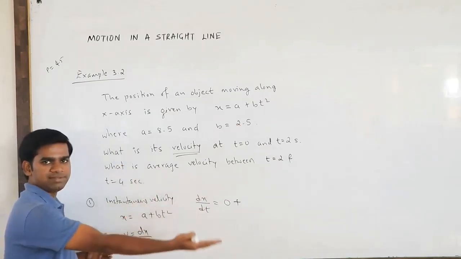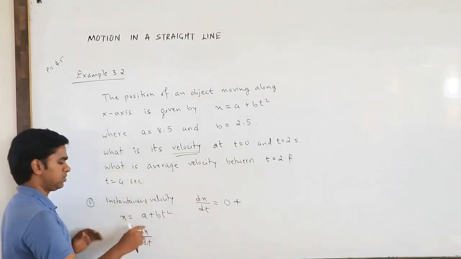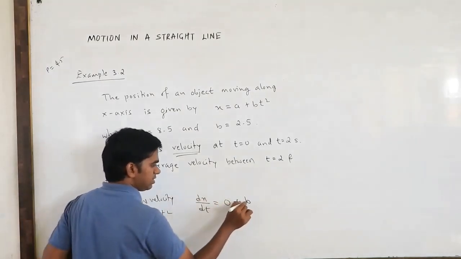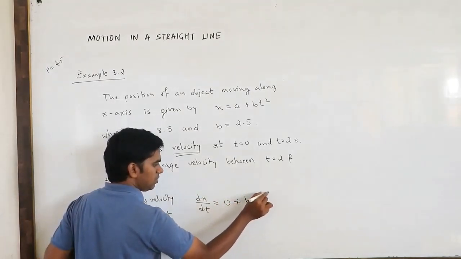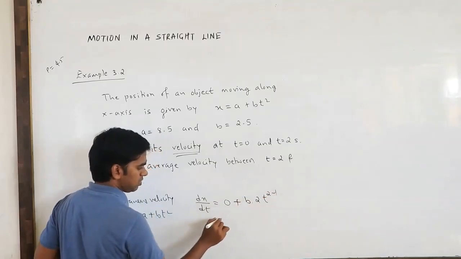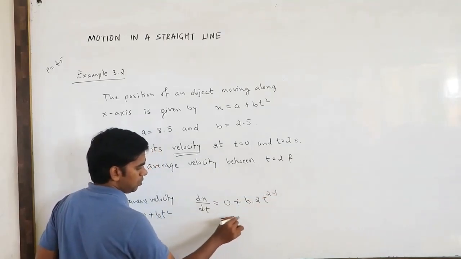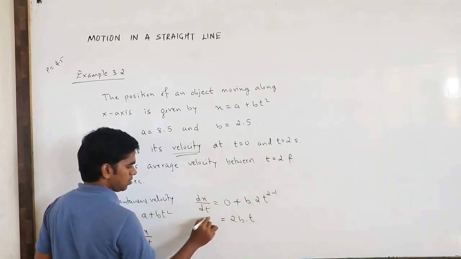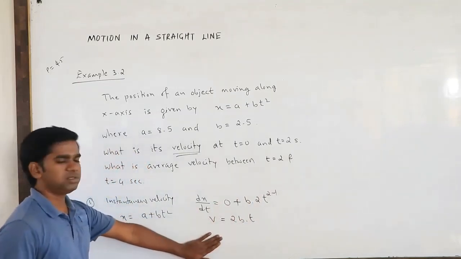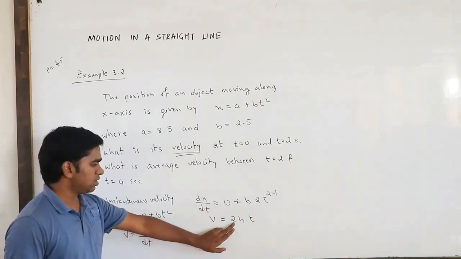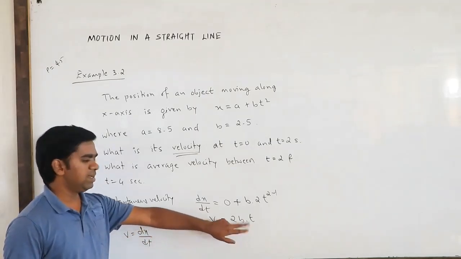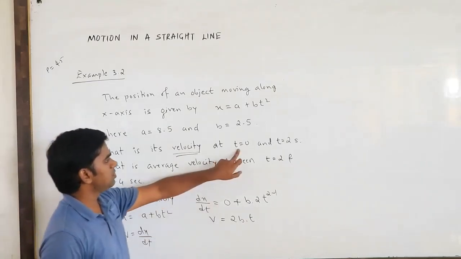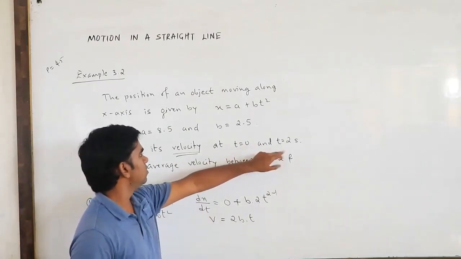Why is the differentiation of a going to be 0? Because nothing is there after a. So the differentiation of a is 0, plus b as it is, times the derivative of t square, 2 into t raised to 2 minus 1. So this will become 2b into t, since t raised to 2 minus 1 is t raised to 1. So this is the instantaneous velocity, that is v equals 2bt. Now what are they asking? At t equals 0 and at t equals 2 seconds.